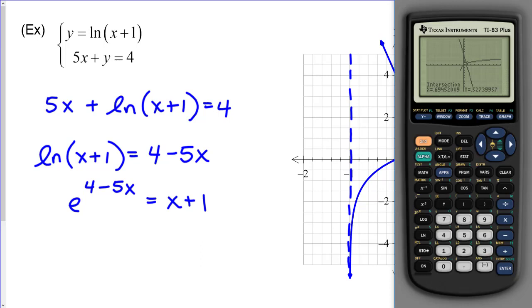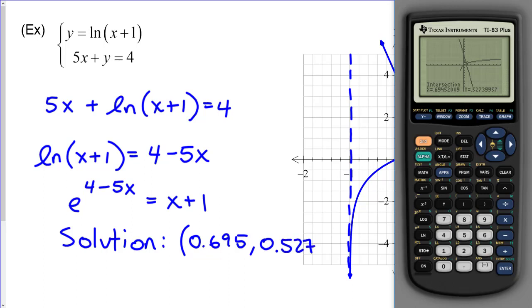So the intersection point, I'll round to 3 decimal places, and let me state that this is the solution. It occurs at 0.695 and 0.527. That is the intersection point.